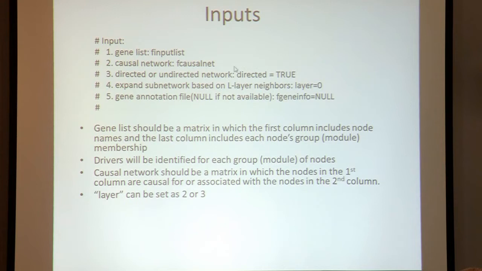And then for the causal network, it is basically two columns: the first column is the cause for the second column. You can put additional information like the probability of the causality between the two genes. That's it. This method can also work on a directed or undirected network, so you just specify whether the network is directed or not. And then you can choose the number of layers you want to search.